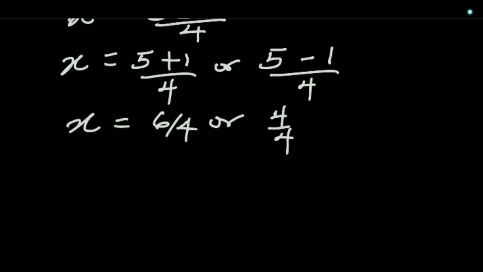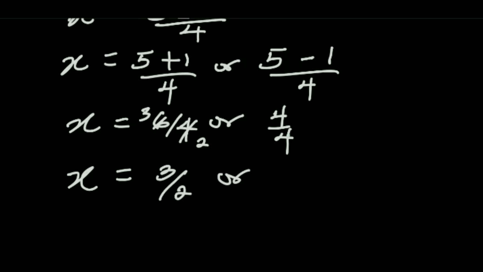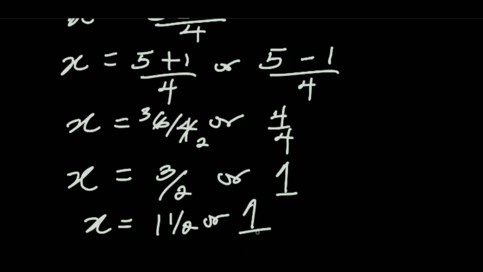And finally, the value of x will be equal to, 2 into 6, that is 3, 2 here 2, so this is 3 over 2. Or 4 divided by 4, which is 1. This expression is the same as 1 and 1 over 2. Or we say the value of x is 1. And so we have solved this using the completing the square method.